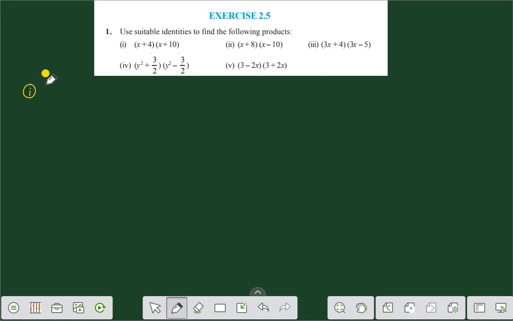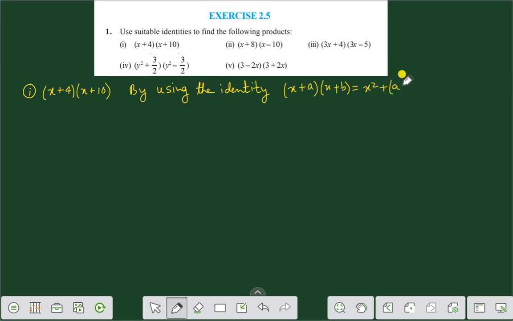Number one is (x + 4) into (x + 10), by using the identity (x + a) into (x + b) is equal to x square plus (a + b)x plus ab. Use this identity here.